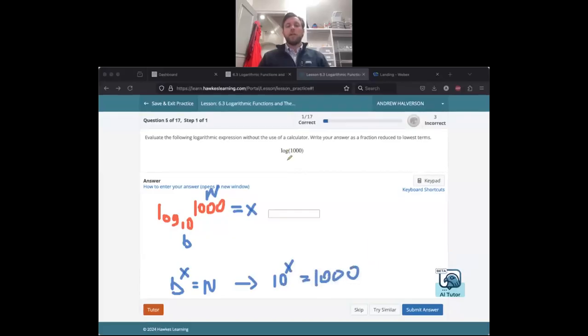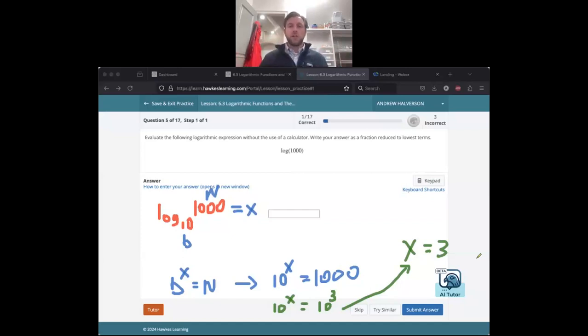Just a quick reminder, the 10 is because they don't tell you what the base is, and when they don't tell you what the base is, it's an implied 10. To finish this one up, we convert the 1,000 into 10 to the third power. Now that the bases are the same, we set the exponents equal to each other. So the answer here is x equals 3. That's how you would do it without a calculator.